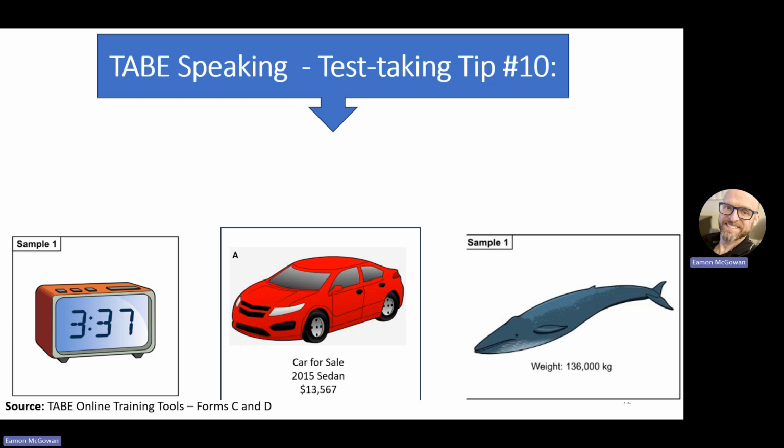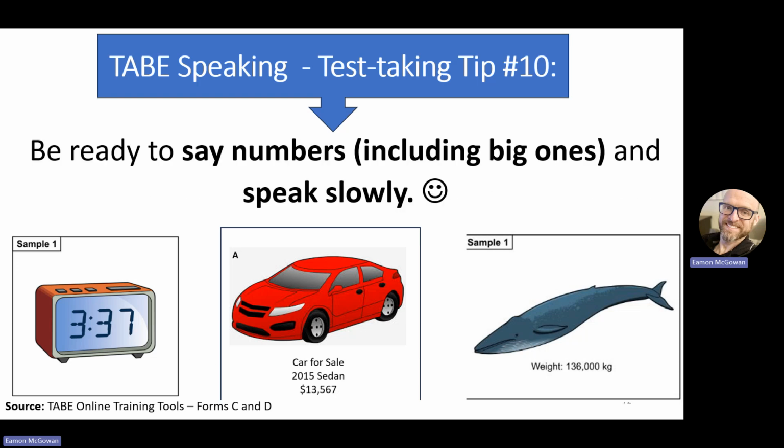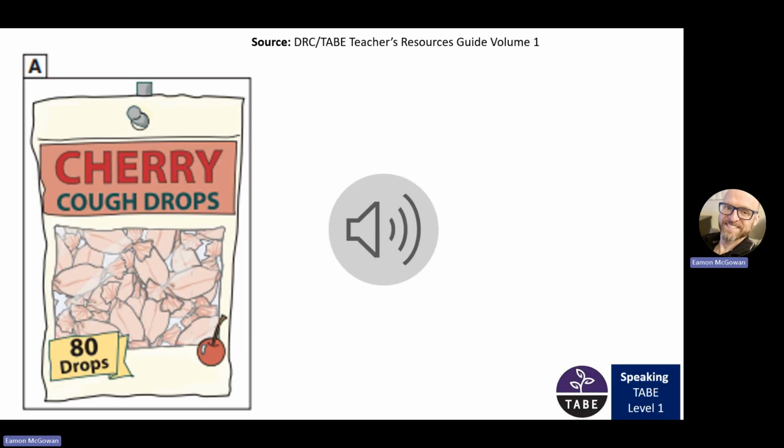All right. Our last test taking tip is be ready to say numbers, including big ones. And we need to train our students to speak slowly. Now, this is a level 1 question, but I do this with my level 5 students. I know level 6 teachers that do this with their students, and you'd be surprised at different answers. So start with the level 1 questions, no matter what level you teach. More practice, the better, right?